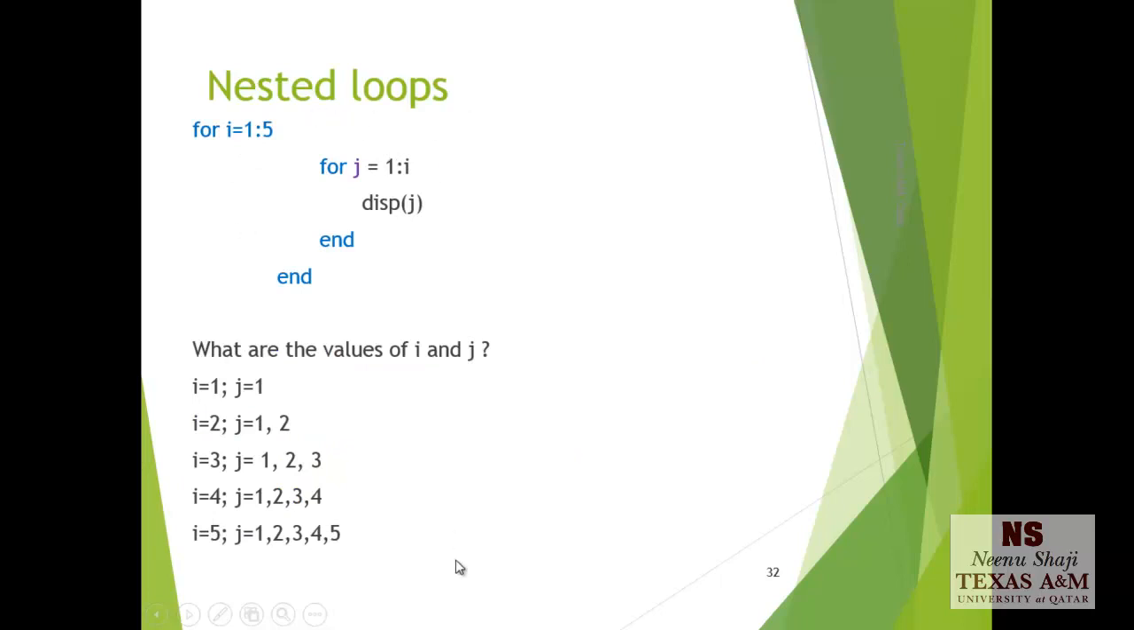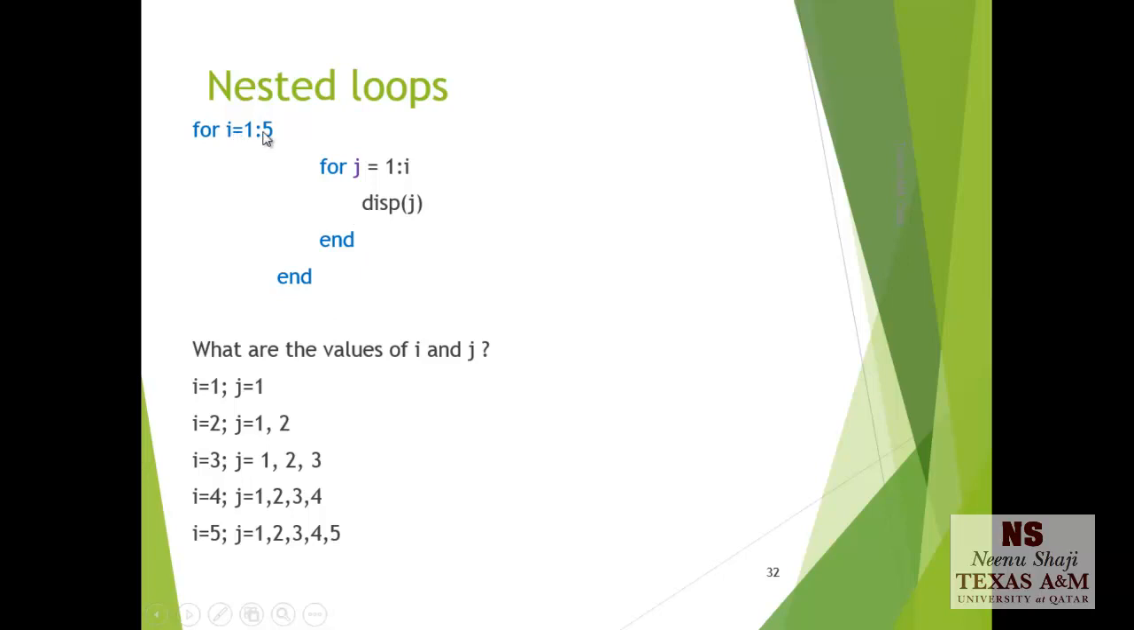Nested loops. That is when you have a for loop inside another for loop. For I equal 1 to 5, for j equal 1 to I, display j, end, end. What are the values of I and j? So the first value of I is 1. Then j becomes 1 to 1. So when I is 1, j has only a single value, which is 1. So it'll exit that loop.